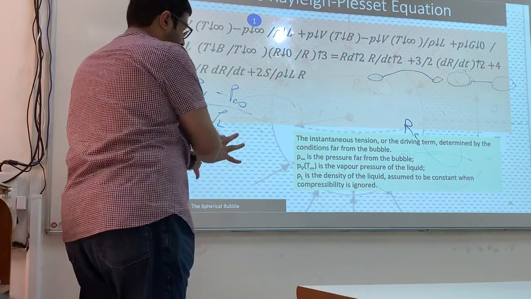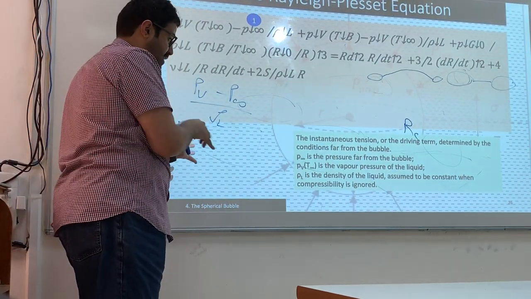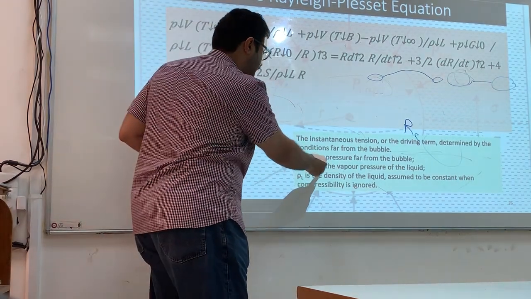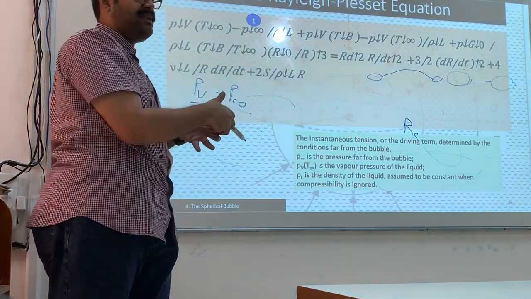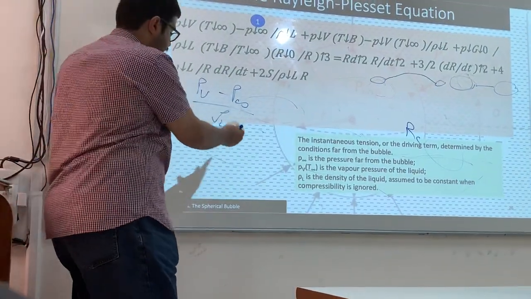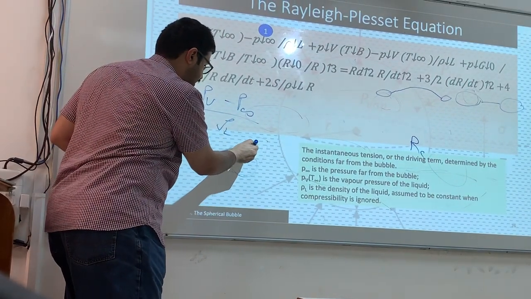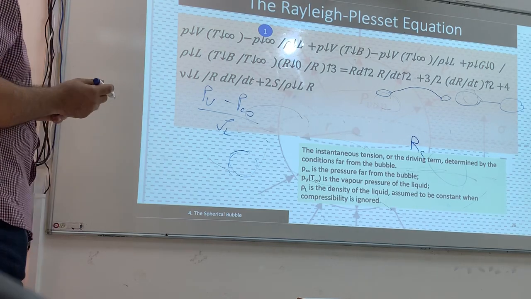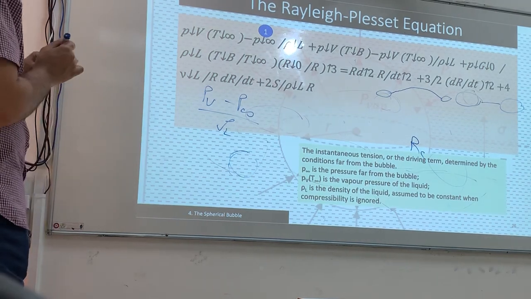So there's a pressure inside trying to go out, and this is the pressure outside trying to push inside the liquid, okay? So we're seeing the difference just here, okay? Rho L is the density of the liquid, assumed to be constant when compressibility is ignored.